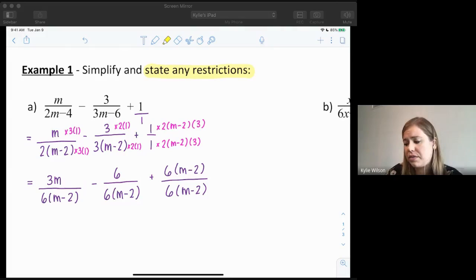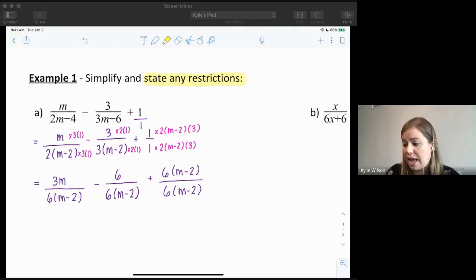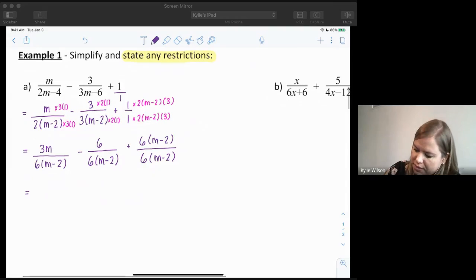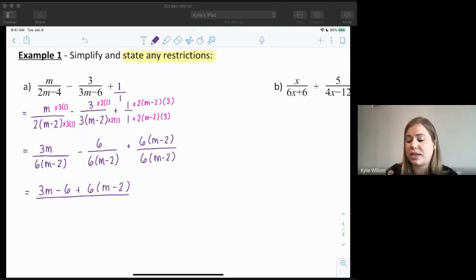Now, just like with fractions, when I simplify adding and subtracting rationals, I keep my denominator and I just add and subtract my numerators. So this will give me 3m minus 6 plus 6 times m minus 2, all over 6 times m minus 2. And remember, because we're adding and subtracting, we keep the denominator.